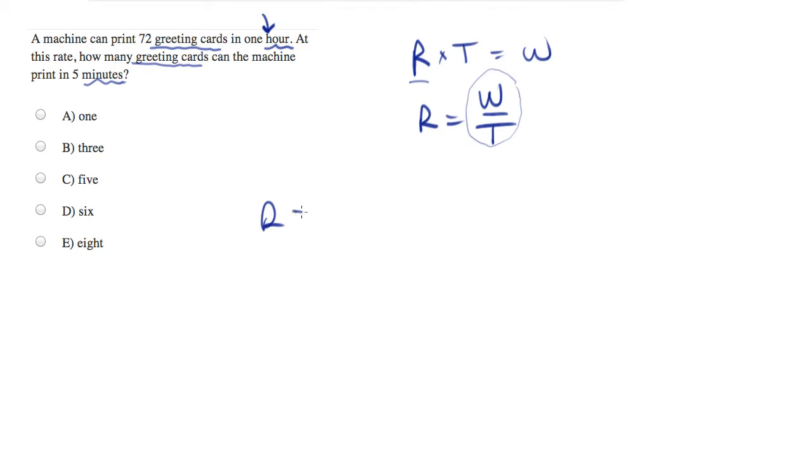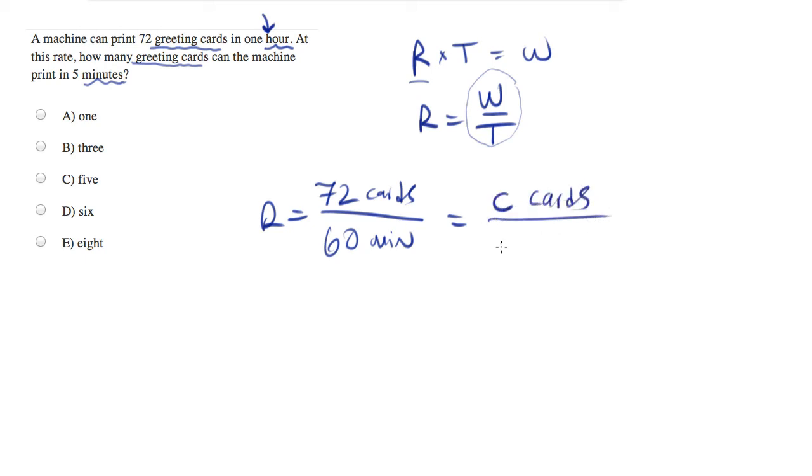So let's do, the original rate is 72 cards. And I always write the units so that I don't get confused. For 60 minutes. And we know that this rate is constant. So the question is how many cards? So let's do C cards in 5 minutes.